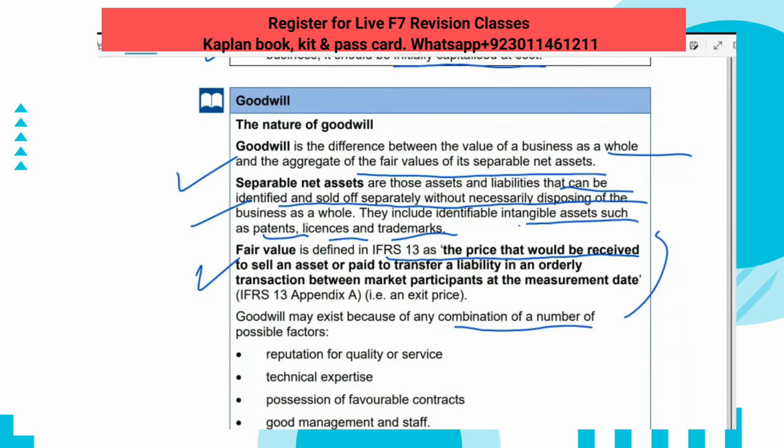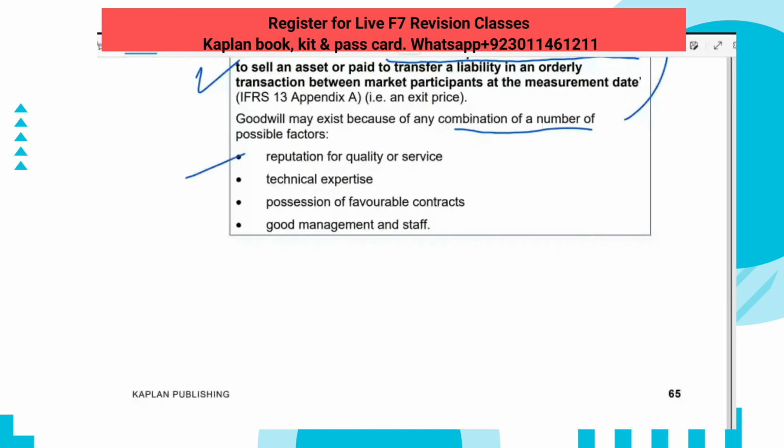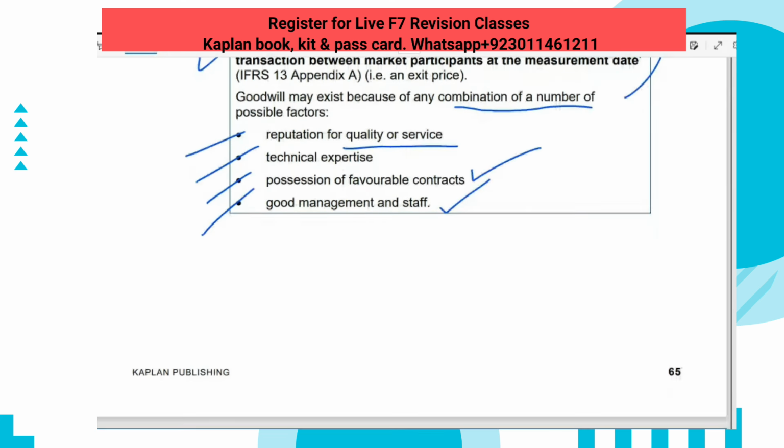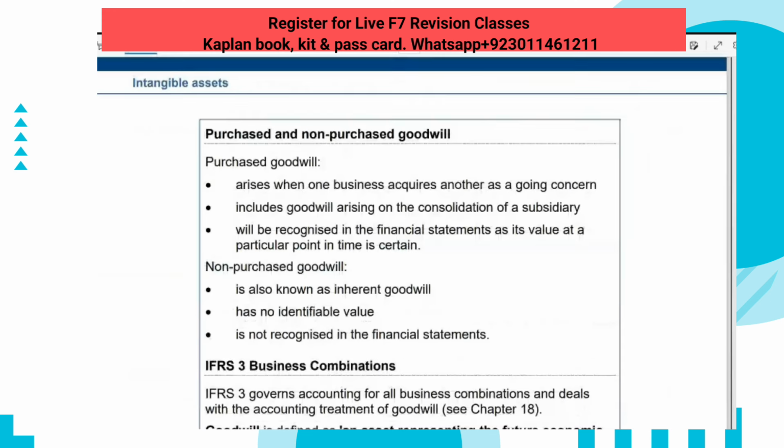Remember this rule. Goodwill may exist because of a combination of a number of possible factors. If these factors happen, then you consider there is a goodwill issue. Like a reputation for quality or service, technical expertise, possession of favorable contracts. If your company has a contract to produce a product for 1 year, that is goodwill. You cannot start a business and secure 5 million of production from day one. So if you are buying such a business, it comes with favorable contracts, so definitely it has a value. Good management and staff are also part of the goodwill of the company.